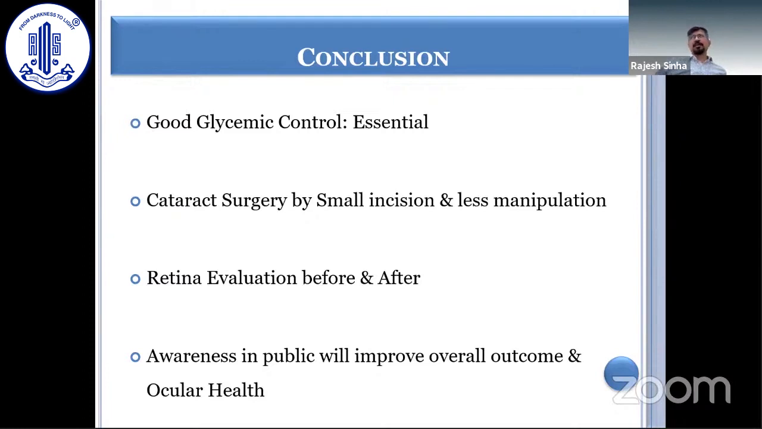And what is most important, and what was the aim of doing this webinar, was to increase awareness amongst everyone, amongst the ophthalmologists, amongst the anterior segment, posterior segment surgeons, amongst the public, regarding overall good control of blood sugar level, so that we can have a good overall outcome of cataract surgery and a good overall ocular health.